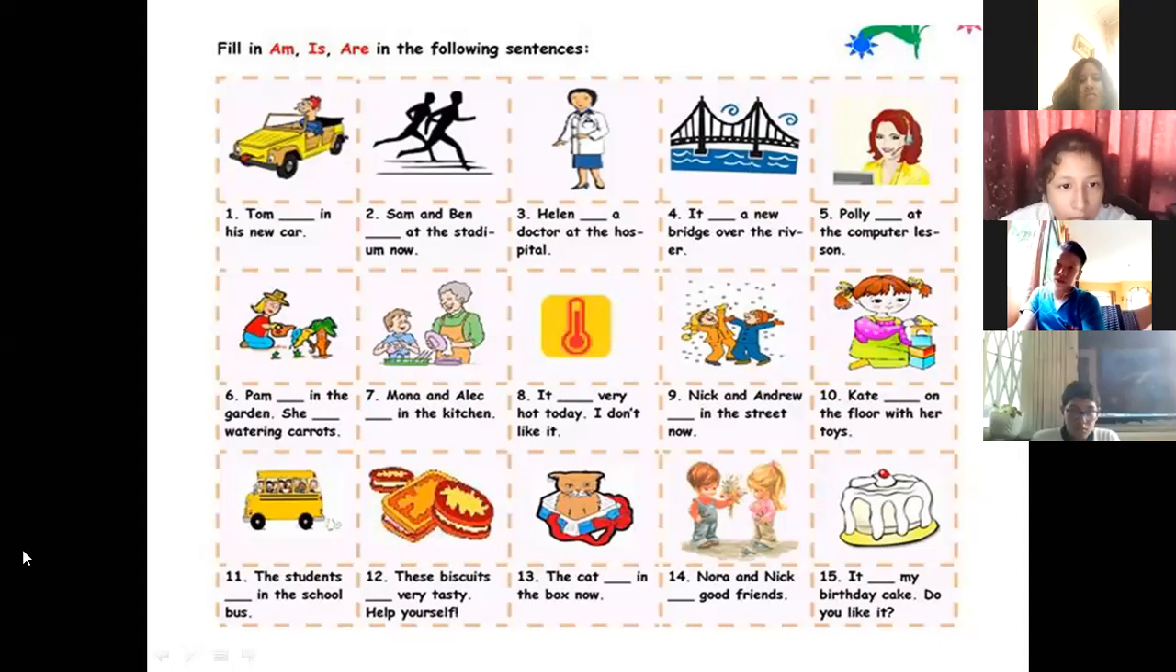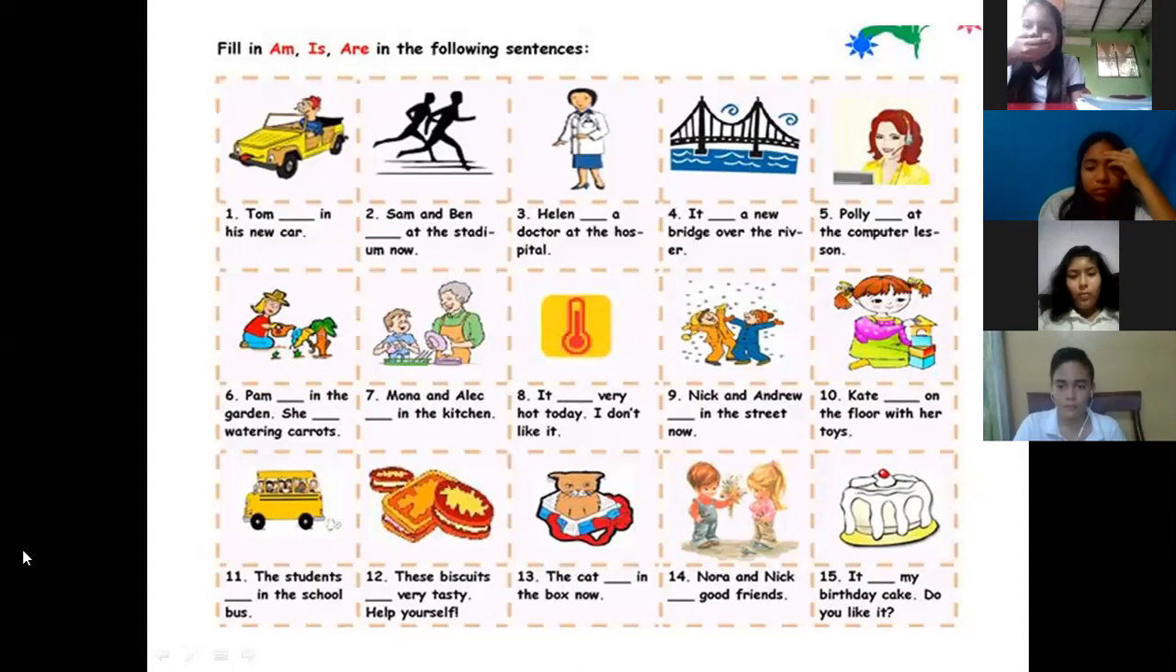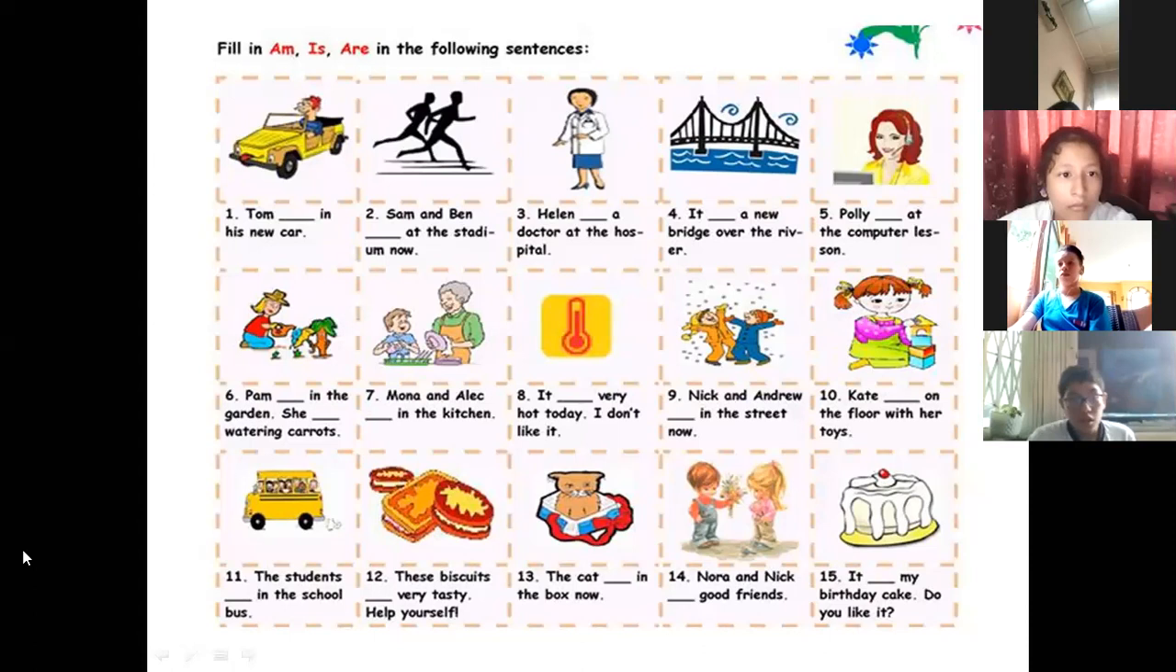Hi, Javier Alvarez. Hello. Hi. You complete the sentence number 7. Mana and Alec is in the kitchen. Are you sure? Is or are? Are. Very good. Mona and Alec are in the kitchen. Thank you, Javier.